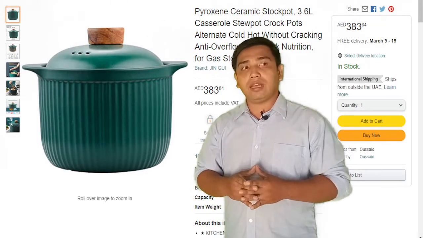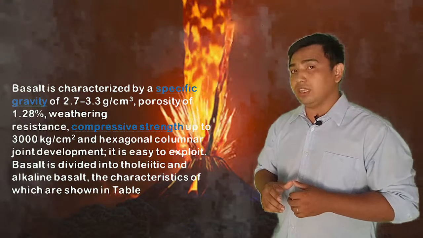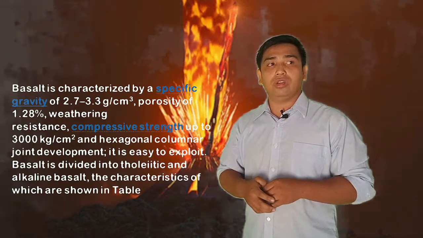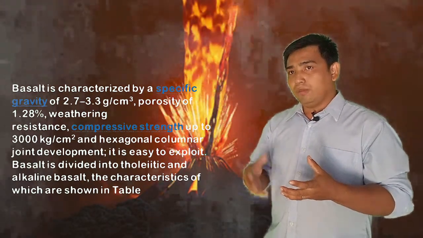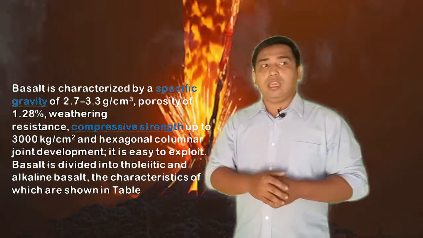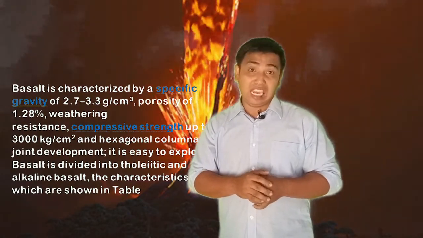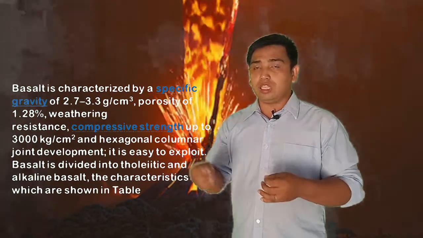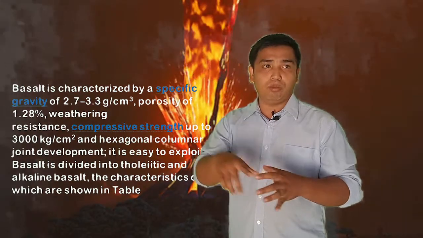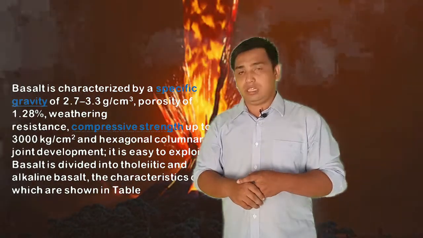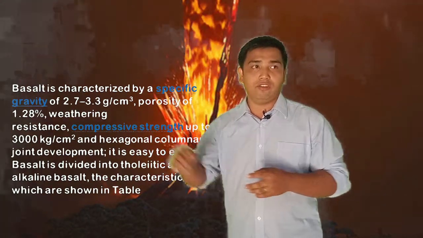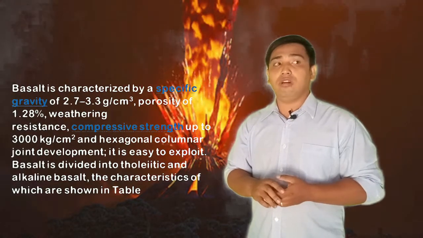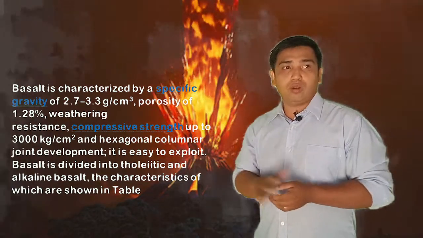So basalt is also characterized by its specific gravity, and it is 2.7 to 3.3 times more dense than water. So if you put it in a glass of water, it will sink. It has a porosity of 1.28. When we say porosity, it's the ability of the material to absorb water because of the small pores. It is also resistant to weathering because it has high compressive strength. So it can withstand 3,000 kilograms of force per square centimeter.